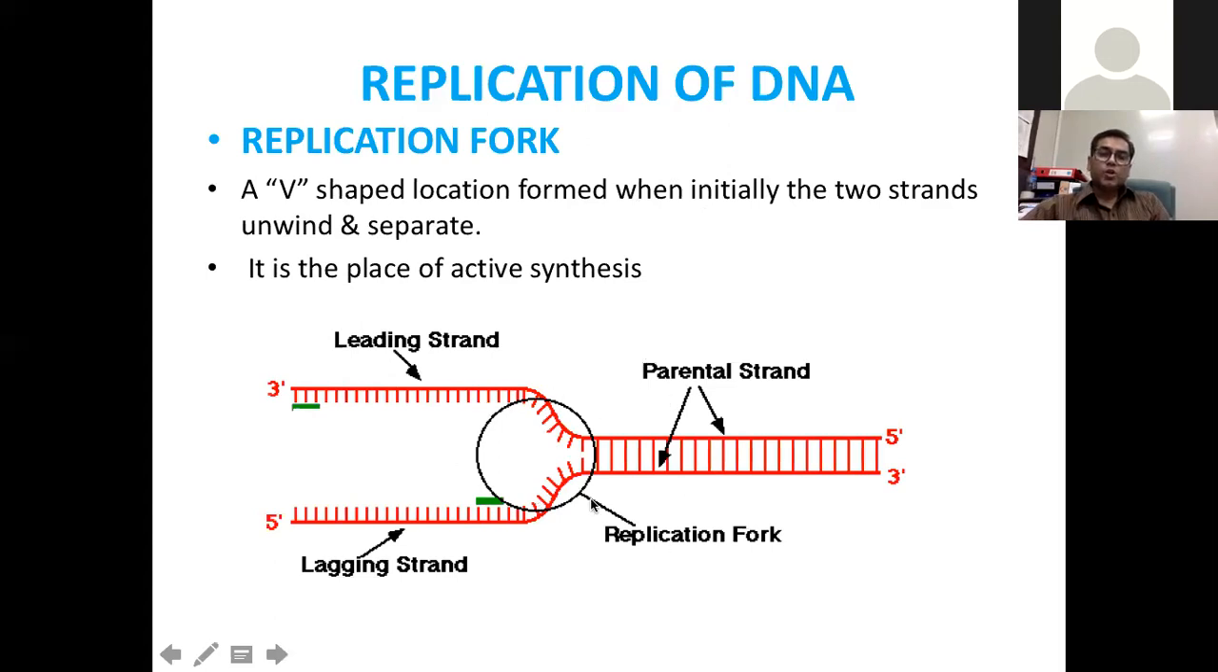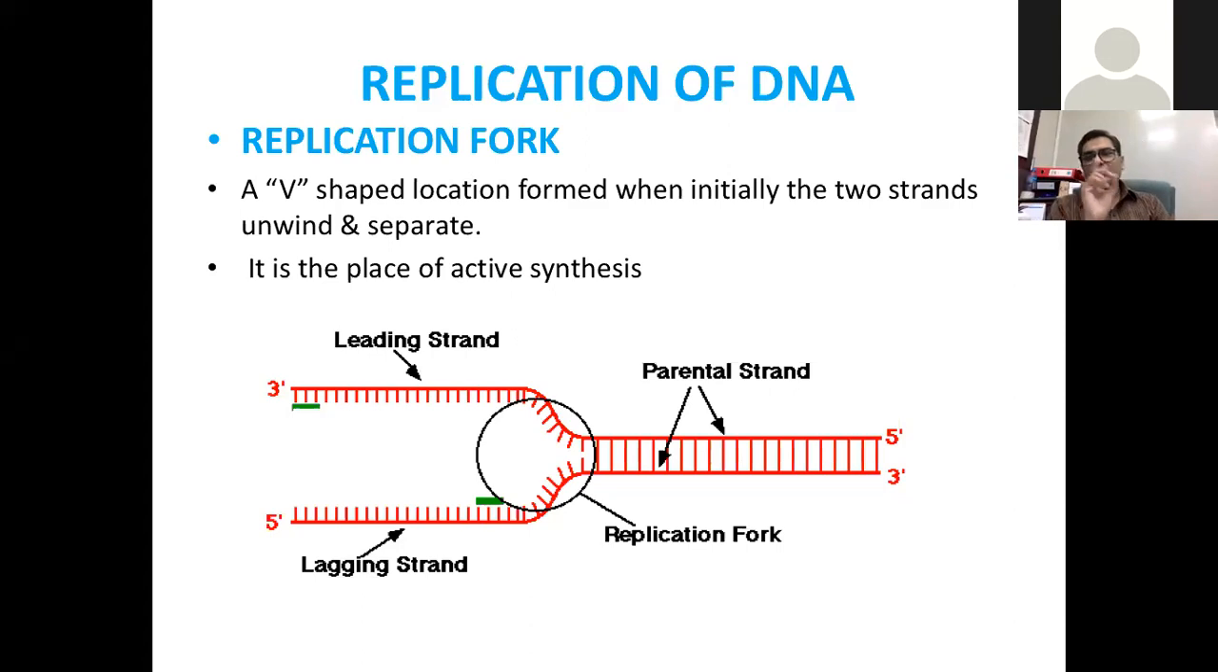If you look at this direction in this diagram, you can see the two strands, 5 prime to 3 prime, and 5 prime to 3 prime, anti-parallel to each other. Both strands are anti-parallel. Now, what will be the direction of replication? In which direction will replication start? Three prime to 5 prime? Why 3 prime to 5 prime? No, the direction of replication is always 5 prime to 3 prime.